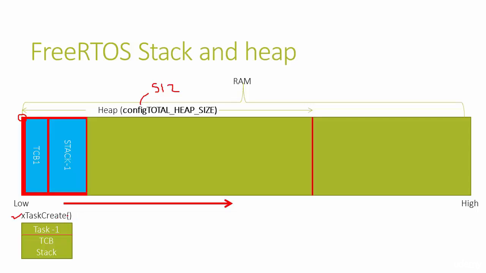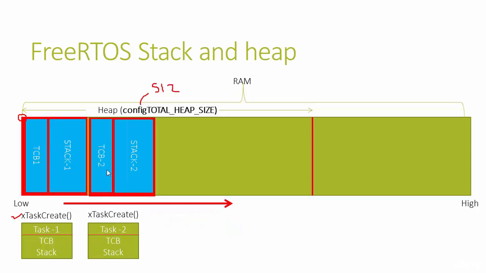Whenever you create a task dynamically, a TCB will be created in the heap region. That means memory will be allocated to hold the TCB, and the stack memory of the task will be reserved in the heap memory. So whenever you create a task, this much memory will be consumed: that is, memory for the TCB plus memory for holding the stack contents of task 1. Whenever you create another task, task 2's TCB as well as task 2's stack will be allocated next to the first task.